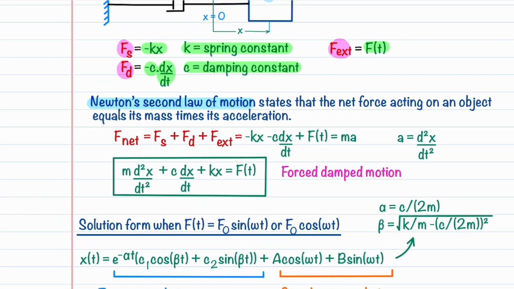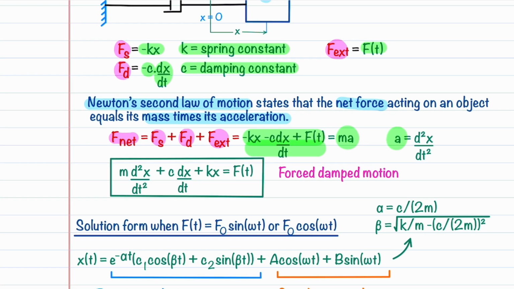Newton's second law of motion states that the net force acting on an object equals its mass times its acceleration. The net force that's acting on the mass in our system is due to the spring, the dashpot, and the external force. That's these terms right here. And that net force is equal to the mass times the acceleration, where the acceleration is just the second derivative. When we substitute in the second derivative for the acceleration and change these terms around just a little bit, we get the equation for forced damped motion.